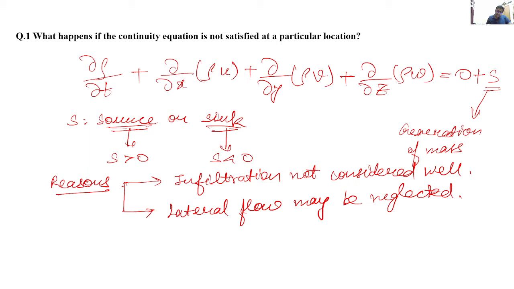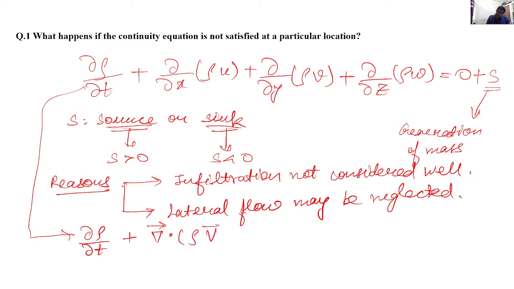Another way to express the continuity equation can be like this: del rho by del t, the first term, is kept intact, plus the divergence of the product of the density and the velocity vector, equal to S. Okay, so this can also be another way to express the continuity equation, where S is again the source or sink expression.